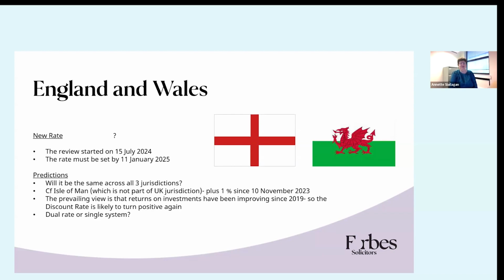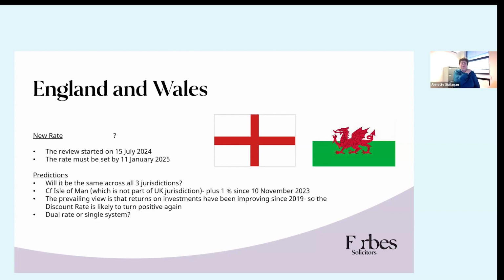I think a lot of people are thinking that the Lord Chancellor will probably make it the same across all 3 jurisdictions now. So in other words, plus 0.5%, as it is in Scotland and Northern Ireland. There's also some speculation that it may be even higher than that in England and Wales, because of the recent returns on investments, which have been improving. And there even is some speculation that it could be plus 1%, which is possible. Like I said, I don't have a crystal ball.